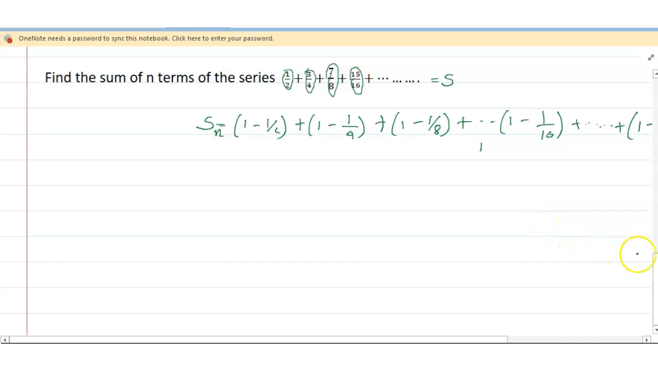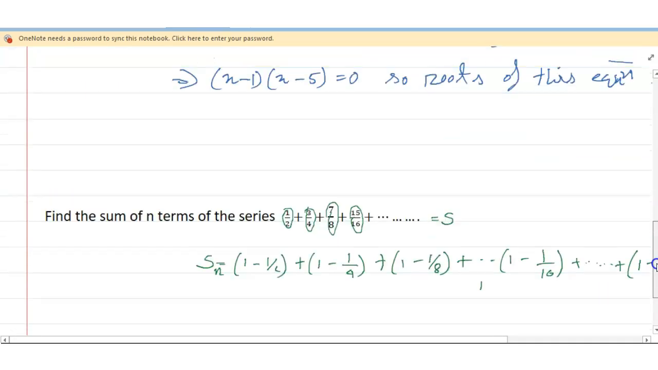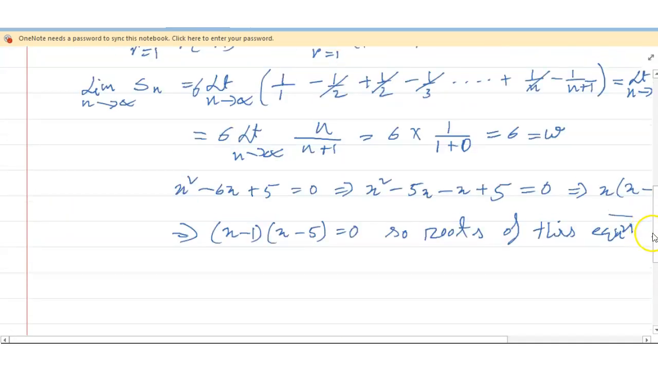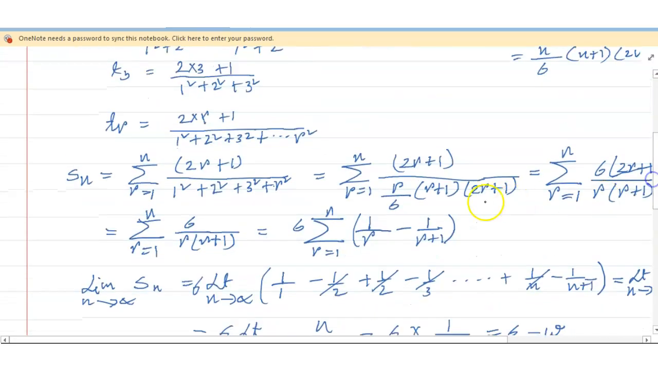So friends, before my discussion I should say, this series is called a telescopic series. This is called a telescopy series.